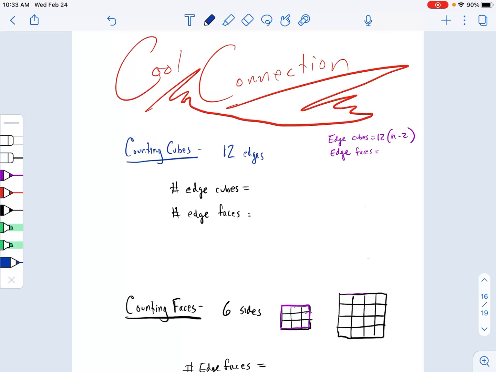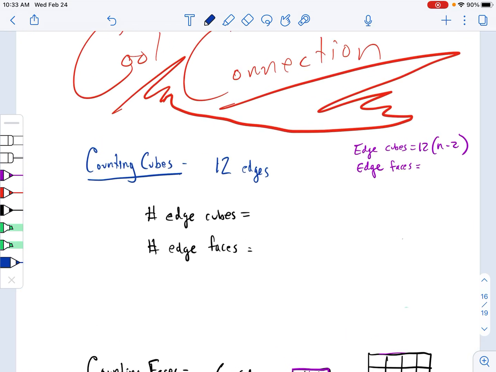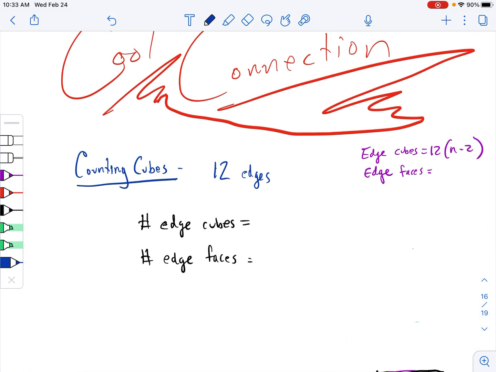In my pursuit of trying to find the number of edge cubes and then the number of faces that come from those edge cubes, let's look at 3 different potential ways, and it's kind of cool to see the connection. These are 3 different ways you could have done it. These are also 3 different ways you could have confirmed it using alternate methods. The first method I'm going to call is just counting cubes.